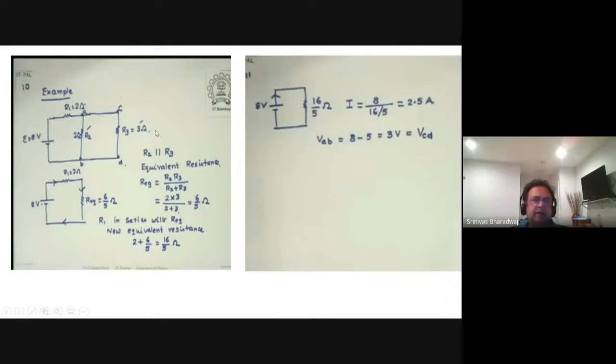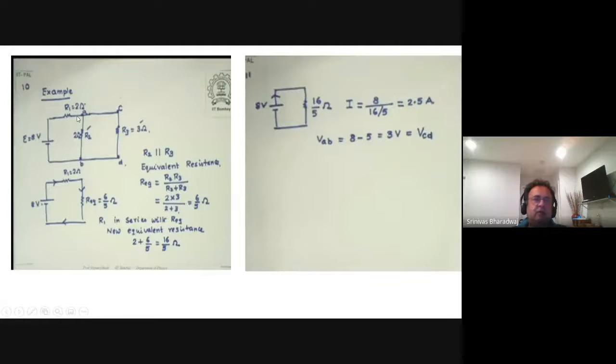What is the current through this branch? Two ways to evaluate it. Incoming current is 2.5. Current through this is 1.5. So the remaining 1.5 has to go through the other branch. Or you look at the voltage drop between these 2 points. It is 3. It is the same as the voltage drop across these 2 points. It is 3, right? So the current through this is 3 divided by 3, just as the current through this was 3 divided by 2.